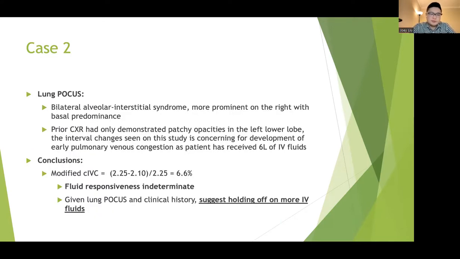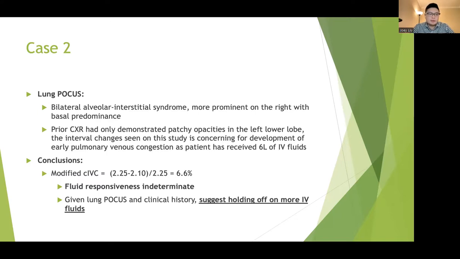And to summarize the findings, we found that the patient had bilateral alveolar interstitial syndrome, which was more prominent on the right side with some basal predominance. And before we did the POCUS study, I saw her in the morning. In the previous evening, she had an X-ray that had only demonstrated some patchy opacities in the left lower lobe. So we felt that the interval changes seen on our POCUS study were concerning for development of possible early pulmonary venous congestion, as she had received 6 liters of IV fluids, and she was about a 60-kilogram lady, so quite a bit of IV fluids for her.